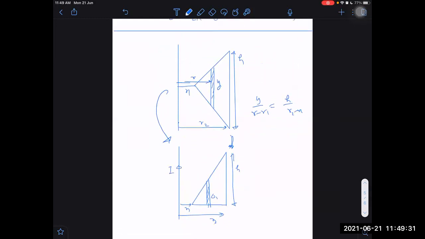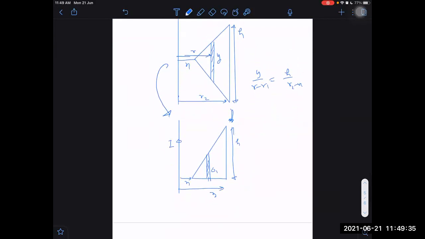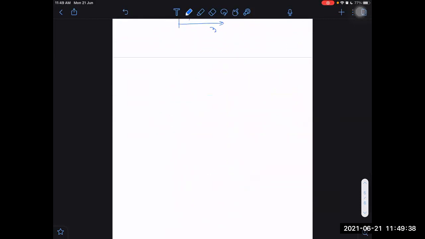So in general, now we can find it for any case once we are able to find it out for a right angle triangle. Okay.